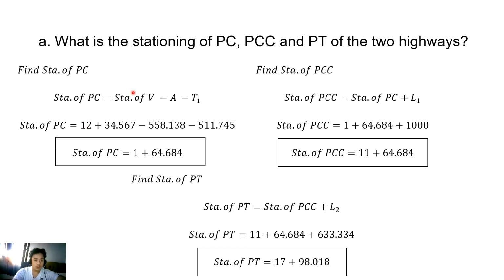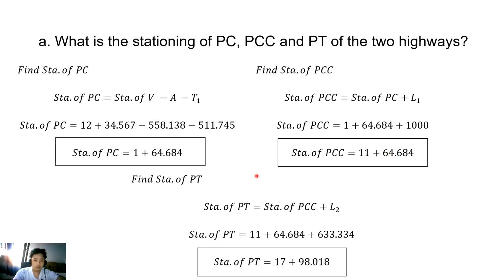So, station of vertex natin ay 12 plus 34.567 minus 558.138 minus 511.745 and we'll get 1 plus 64.684. The station of PCC naman, sinubstitute lang natin tong PC dito. So, ang formula niya kasi ay station of PC plus L1, then substitute. So, 1 plus 64.684 plus 1,000. So, ang makukuha natin ay 11 plus 64.684.